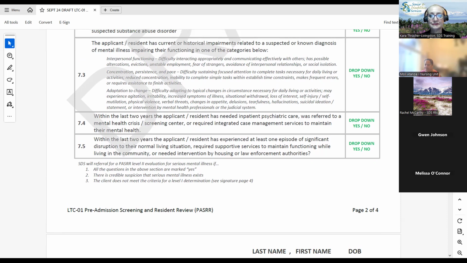Okay, does that help answer the question? Thank you for that clarification, Rachel. Yes, Gwen, it is currently tied to your facility's ability to bill Medicaid. Okay, moving on to page 3 of the form.